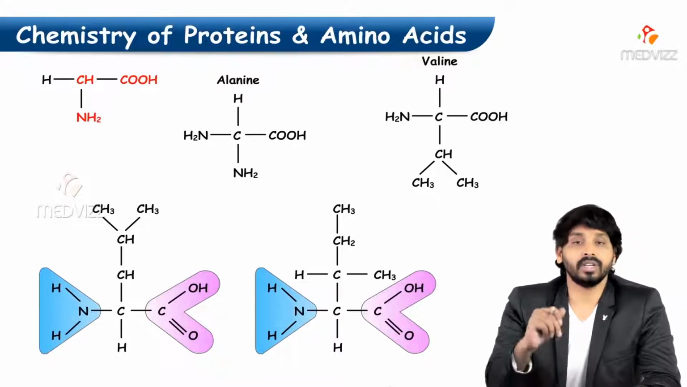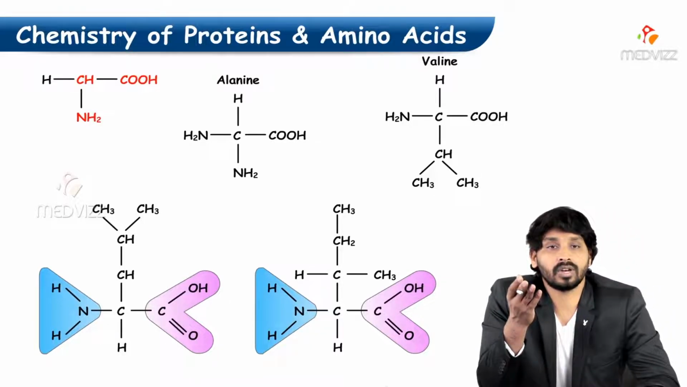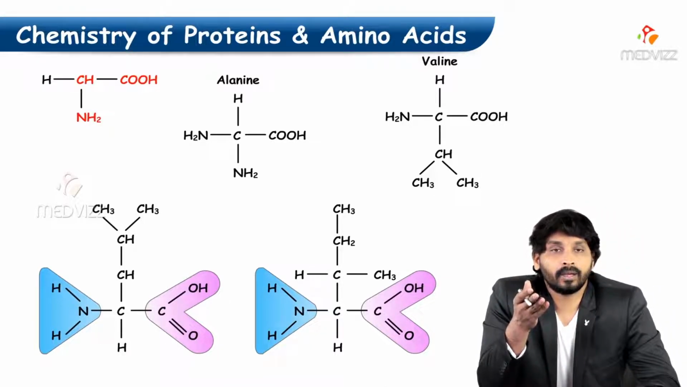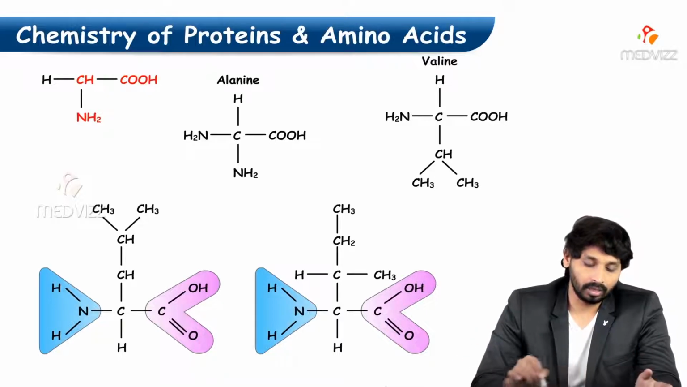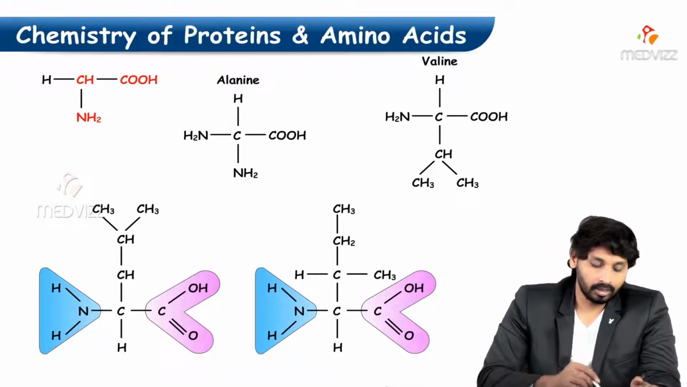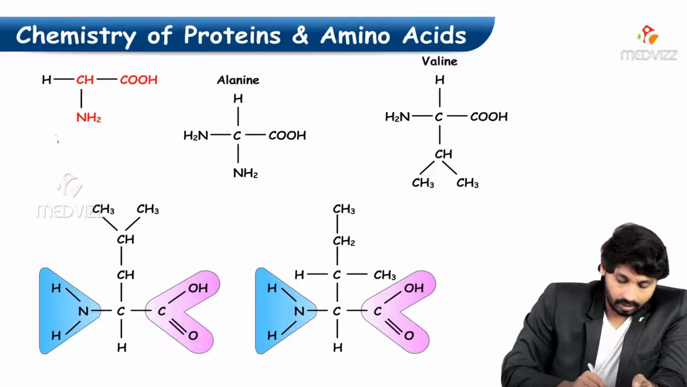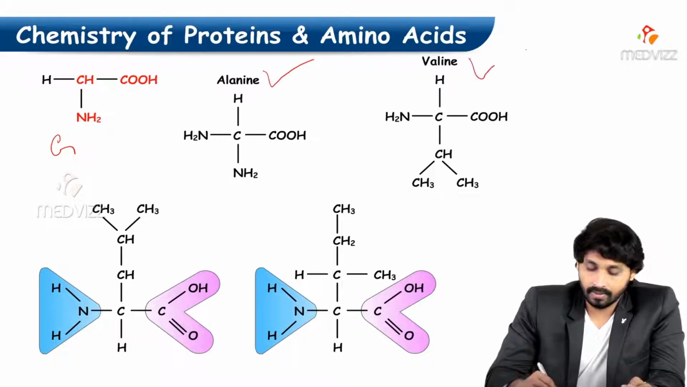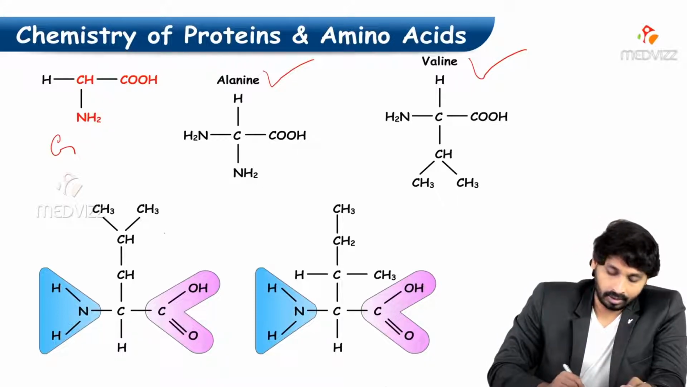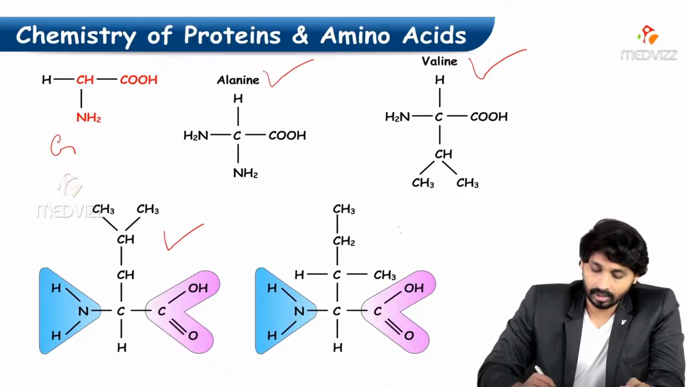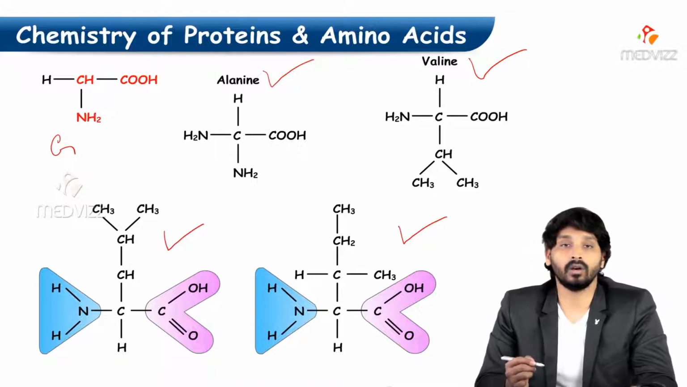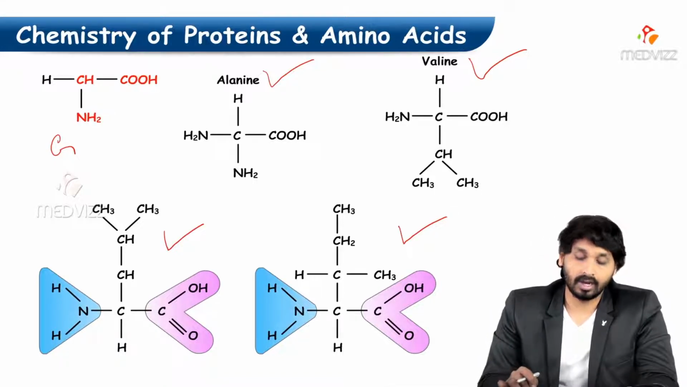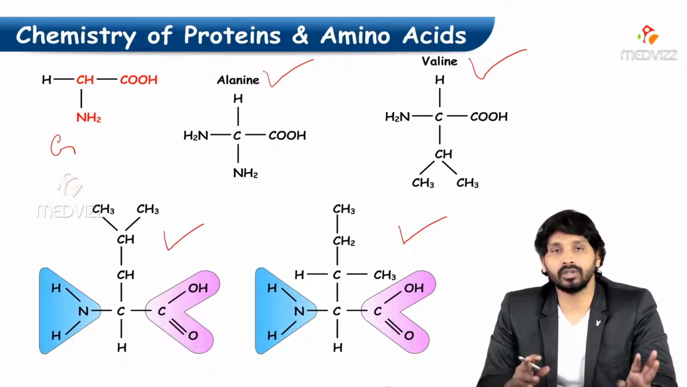Coming to the structural aspects, glycine, alanine, valine, leucine and isoleucine, see how they are arranged. All are aliphatic amino acids. This is glycine, this is alanine, this is valine, this is leucine, this is isoleucine. All are aliphatic amino acids. Out of these 5, 3 are essential, 2 are non-essential.